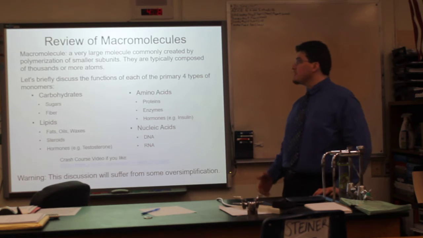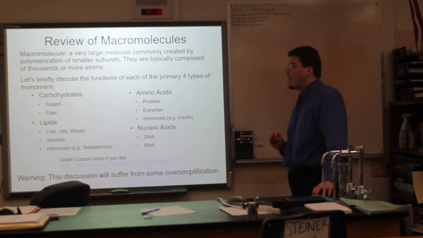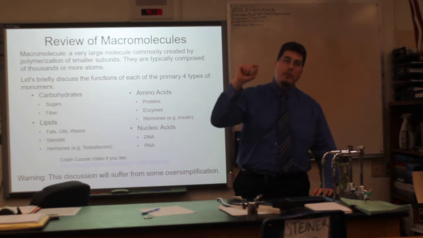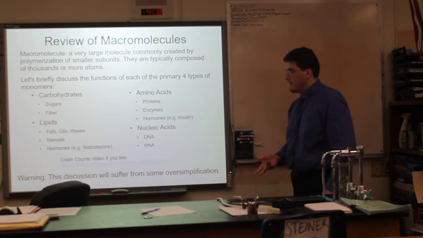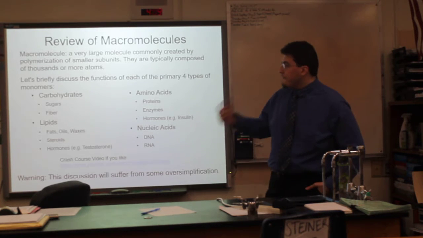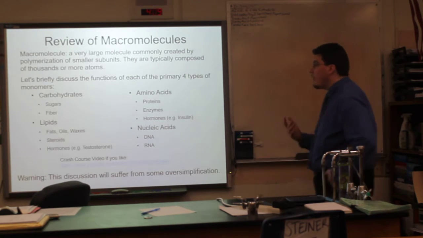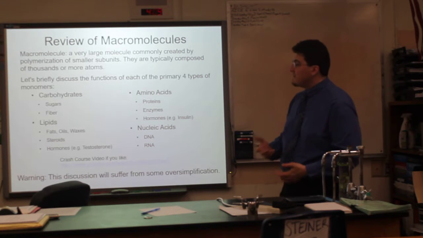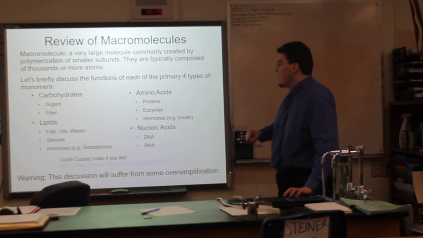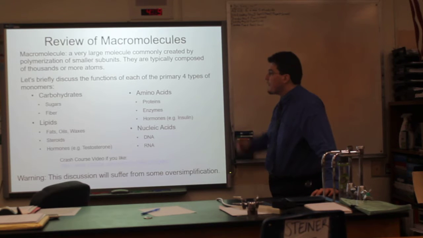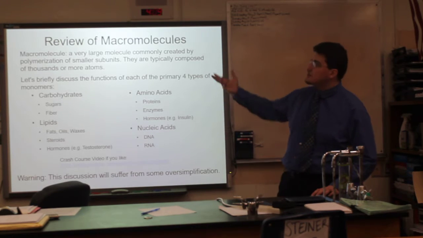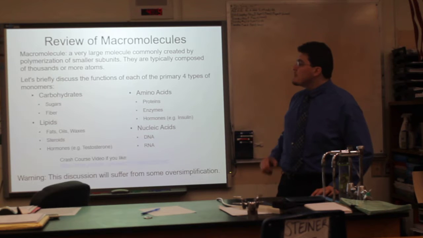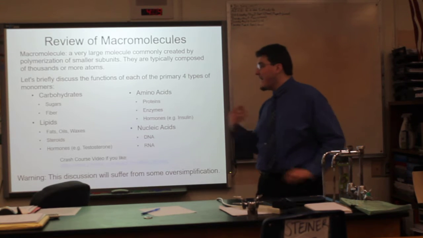Let's briefly discuss the function of each of the primary 4 types of monomers. Type 1, carbohydrates. Carbohydrates are things like sugar and fiber. Lipids are fats, oils, waxes, and steroids. Hormones like testosterone are also lipid-based hormones. Amino acids are proteins, enzymes, and hormones are what amino acids build. Amino acids are the building block of these larger macromolecules. And then we have nucleic acids, which are the building blocks of DNA and RNA.